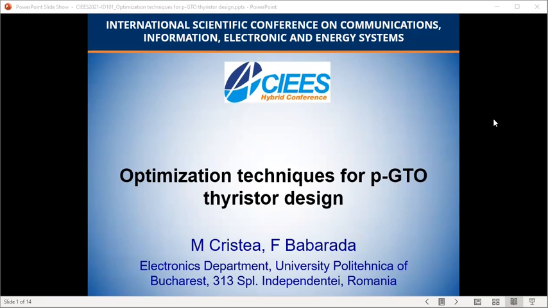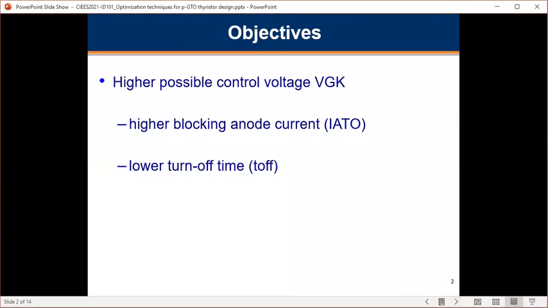My research for today is entitled Optimization Techniques for P-GTO Thyristor Design. The objectives of this research are listed here. By design, we wanted to obtain the highest possible control voltage between gate and cathode of the thyristor, leading to higher blocking anode current and lower turn-off time.